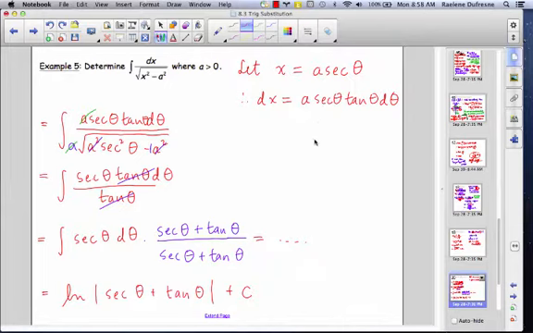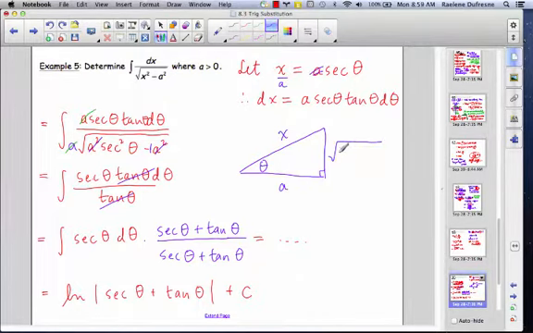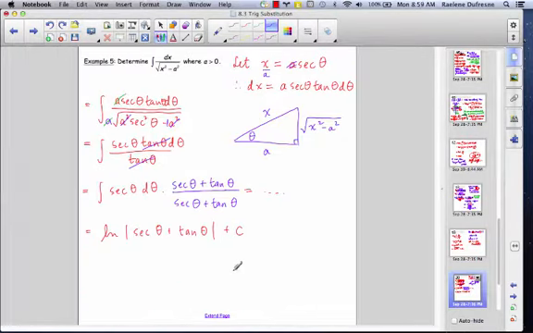Then we have to back substitute, and doing so means that we need to be able to draw a triangle and come up with the various trig functions in terms of theta. So we have the angle theta, the hypotenuse over adjacent, if we divide by a, is x over a, and the missing side is going to be square root of none other than x squared minus a squared. And so from here we see that secant theta is x over a, and tangent theta is square root of x squared minus a squared all over a.